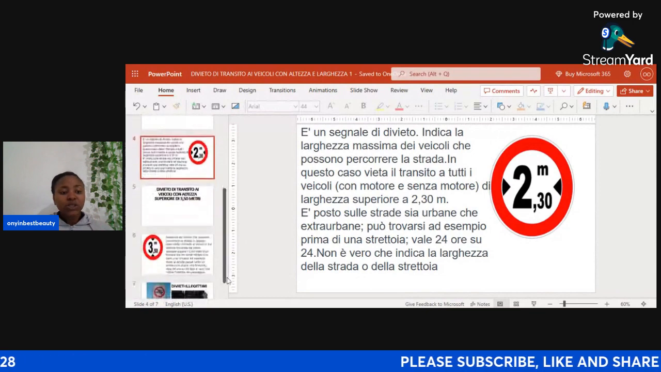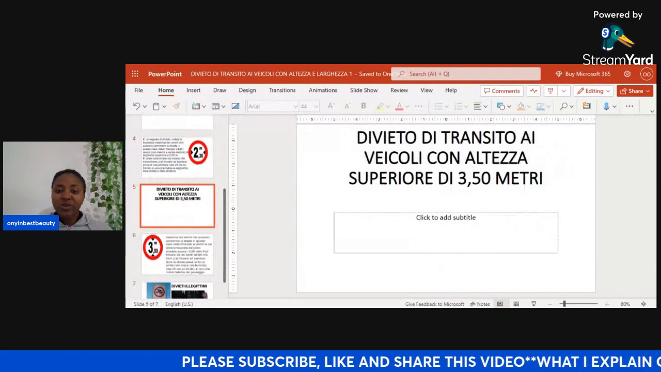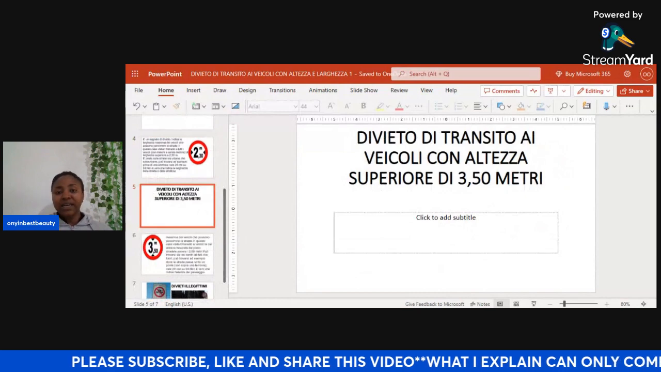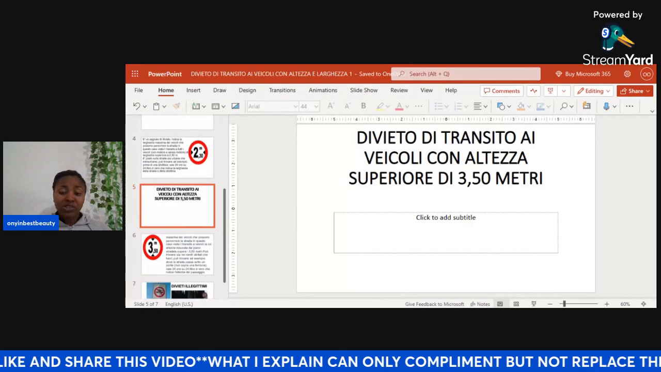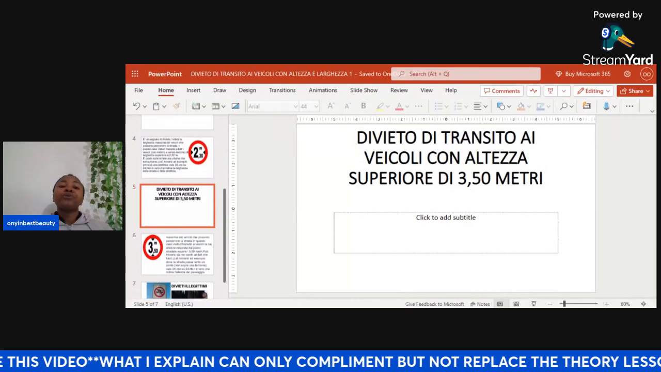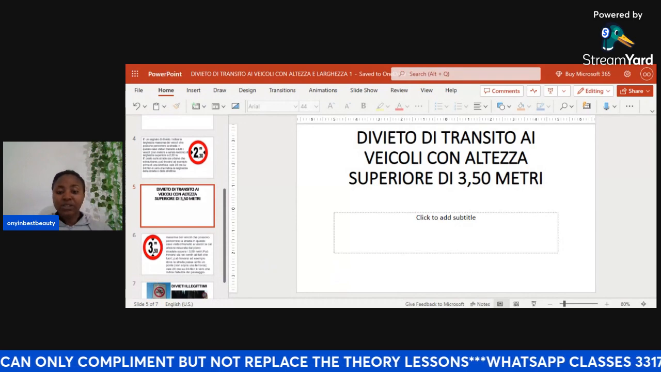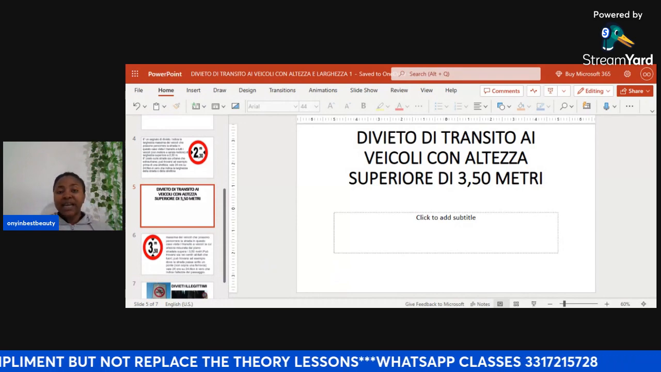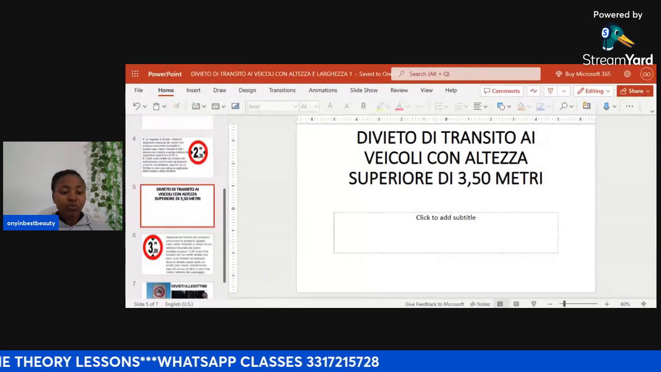Okay, we've seen the last one on this lesson. Divieto di transito ai veicoli con ALTEZZA. We did LARGHEZZA just now, and now we are seeing ALTEZZA, which is the height. Superiore a 3,25 metri. Okay, now this one, the height that is more than 3.50 meters. We will see on the picture.